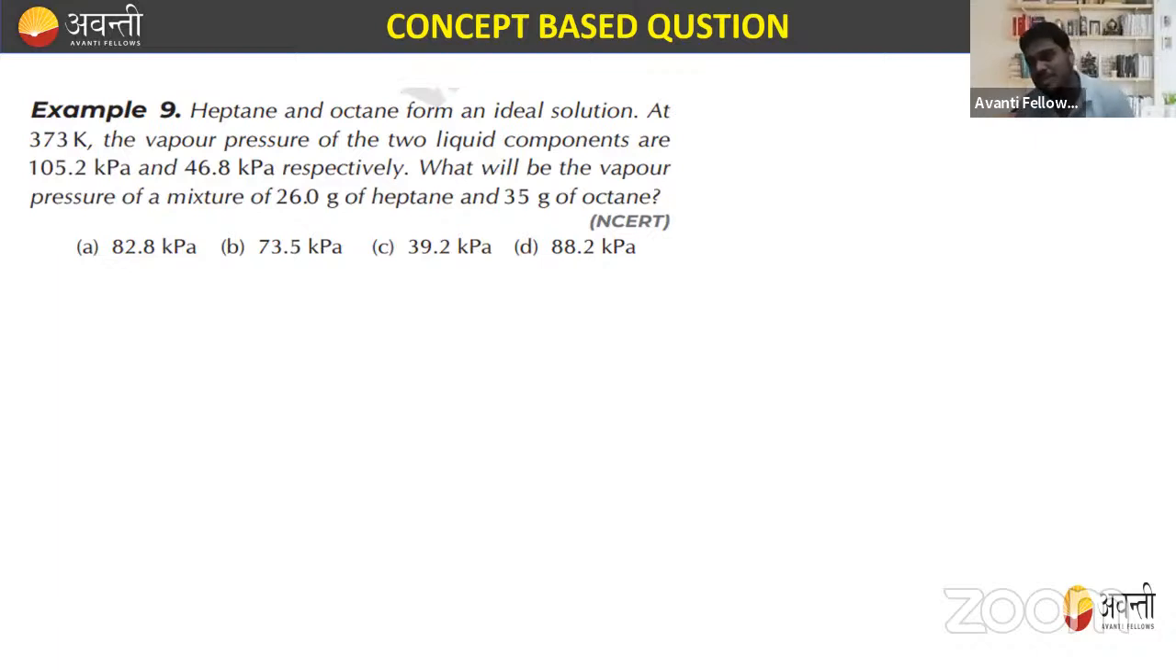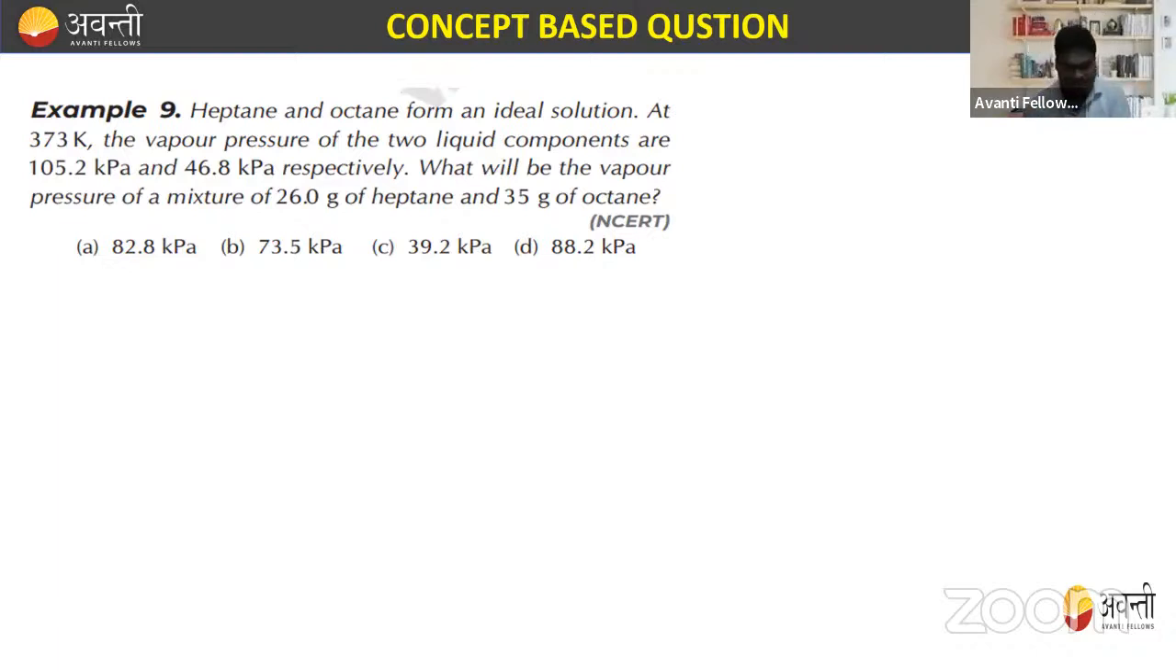Because this is a very important question. These types of questions are generally asked in your examination. So try to observe the important concept here and try to solve this question as much as you can, okay? So let's start with the question.